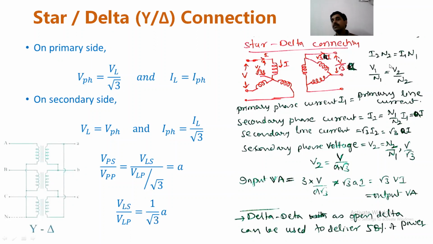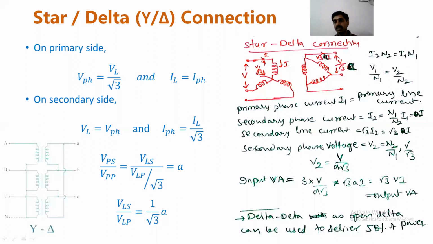Because I2 N2 is equal to I1 N1, and V1 by N1 equals V2 by N2. Primary phase current is I1, which is equal to primary line current. Secondary phase current is I2, which is equal to N1 by N2 times I1, and the ratio is equal to I. So the secondary line current you can write as root 3 times I2, that is root 3 times I. Secondary phase voltage V2 is equal to N2 by N1 into V by root 3. So therefore, what is V2? That's what I have said: V by A root 3.